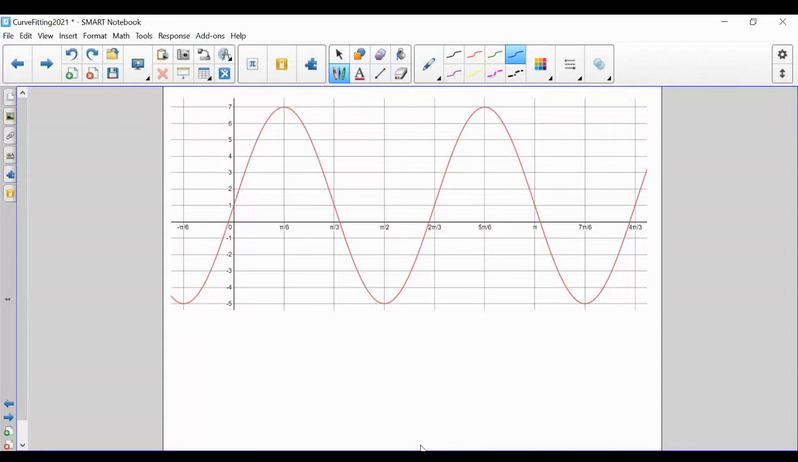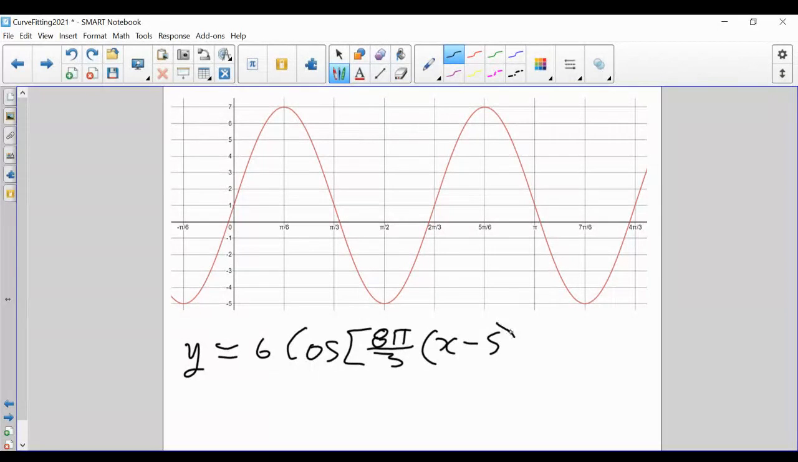Let me write down exactly. I'm just going to write it down. I'm not making any comments yet. Just going to write down what you said. So y equals 6 cosine bracket 8 pi over 3, x minus 5, and plus 1. Okay.